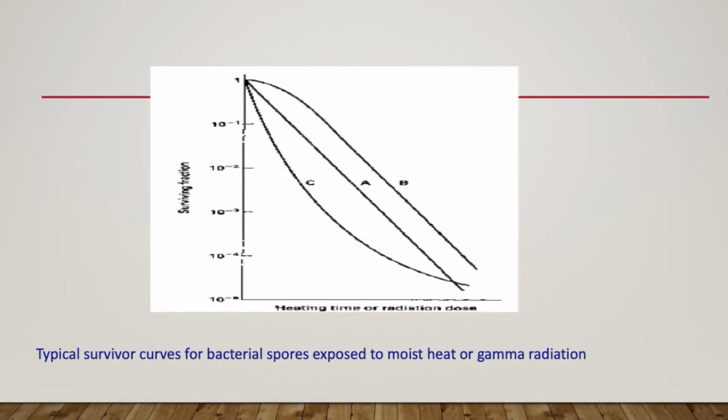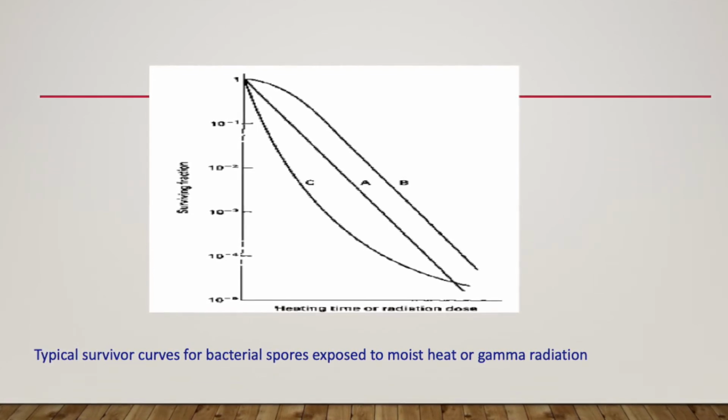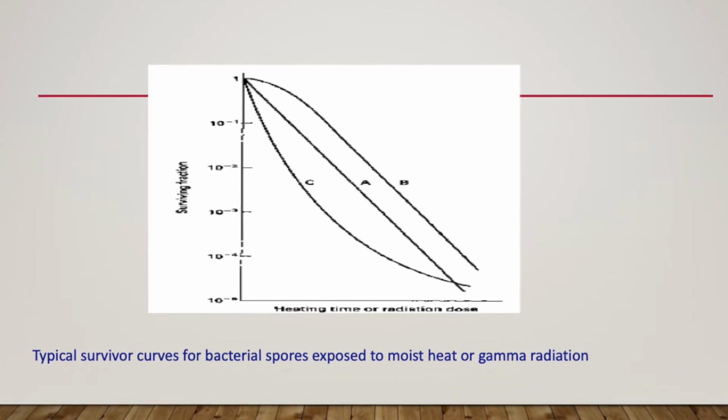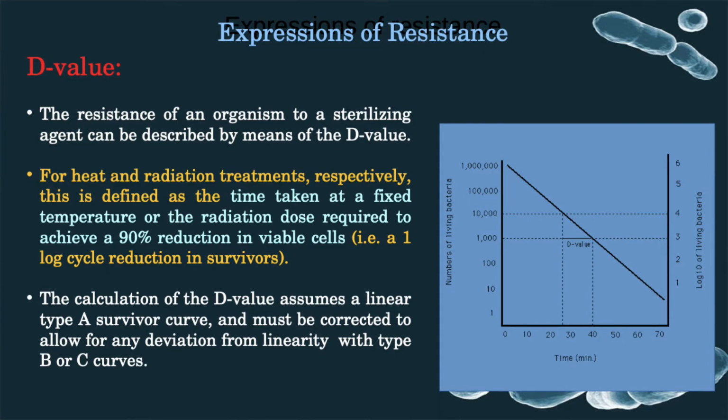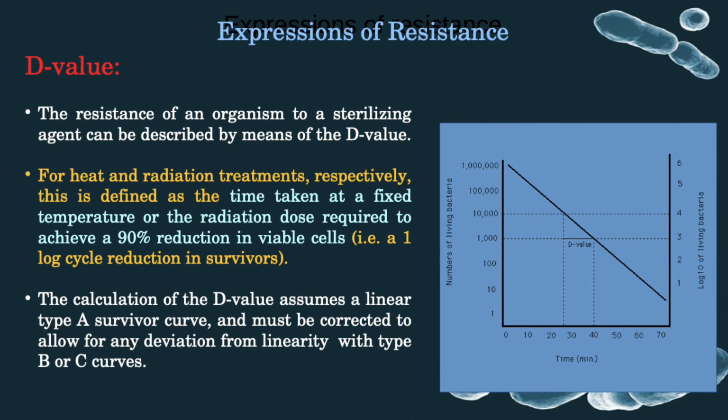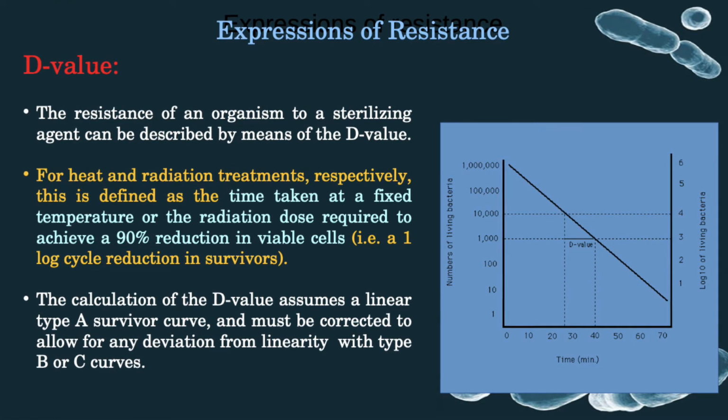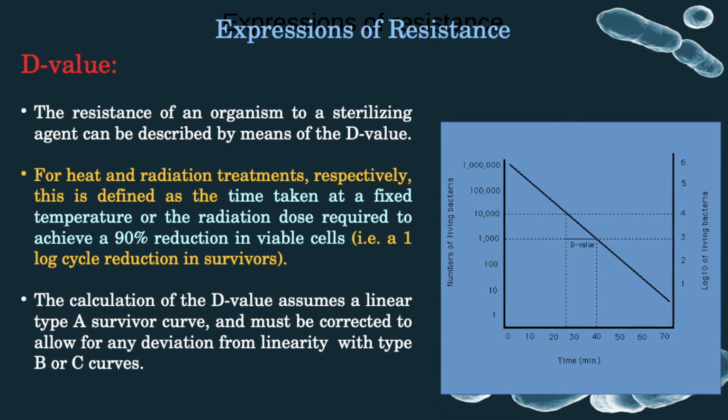So these are the three phases of the survivor curve, and how survivor curves can be employed in the examination of heat sterilization, or any method you are using for killing of microorganisms. Then we have the last value, called the D value, which is the expression of resistance. As you can see on the screen, ideally the D value is used when the organism has developed resistance towards the sterilizing agent. So that can be defined as the D value.